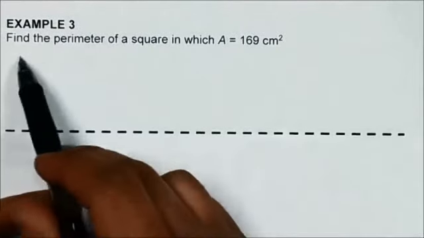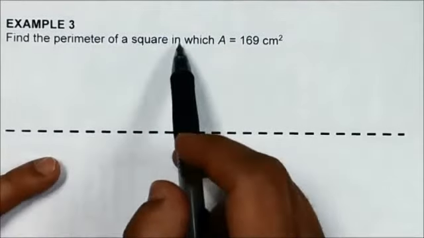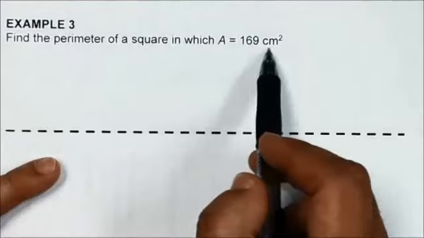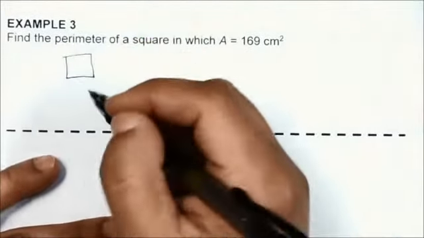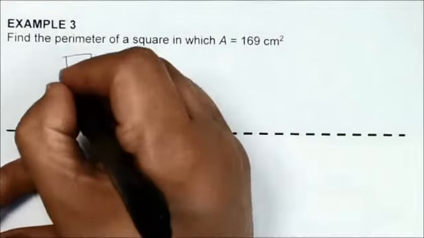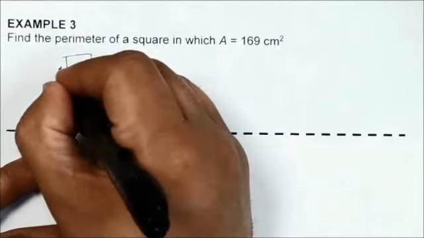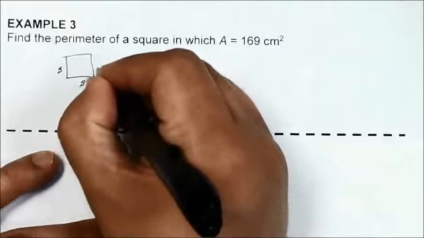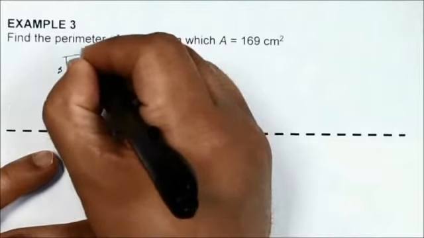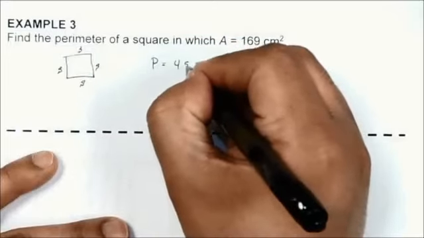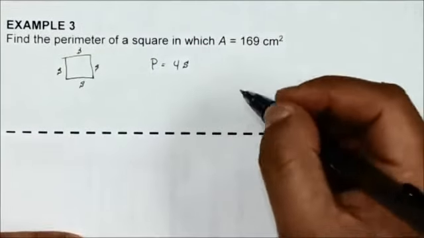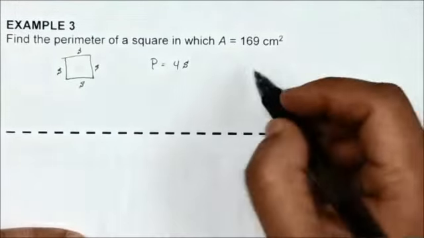Alright, next example, find the perimeter of a square in which the area is 169 centimeters squared. Alright, so I have some square, and I want to find the perimeter of that. So that's some distance s all the way around for each one. Alright, so my perimeter is going to be equal to 4 times s. Alright, but in order for me to figure out what that is, I need to know what each side is.